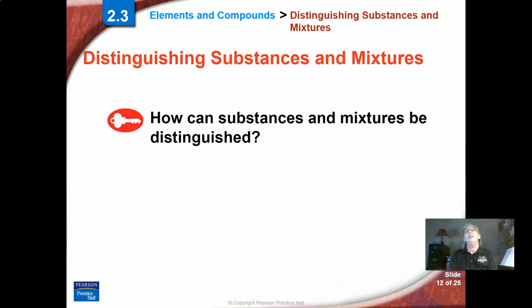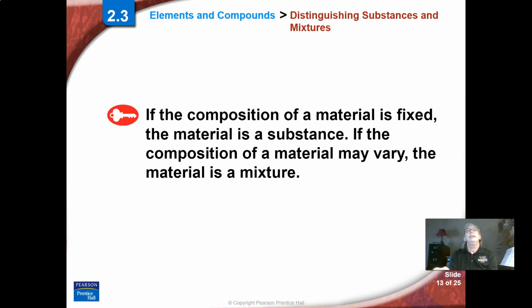So how can we distinguish substances and mixtures? If the composition of a material is fixed, the material is a substance. If the composition of the material can vary, then the material is a mixture. Remember we talked about Kool-Aid, we could have really strong Kool-Aid or really weak Kool-Aid. So that is a mixture. And so the composition is varying. If I make strong Kool-Aid or weak Kool-Aid, I'm varying the composition, and so I have a mixture.